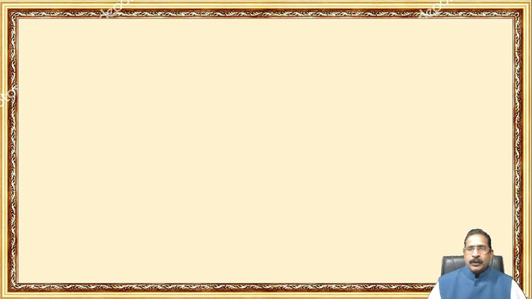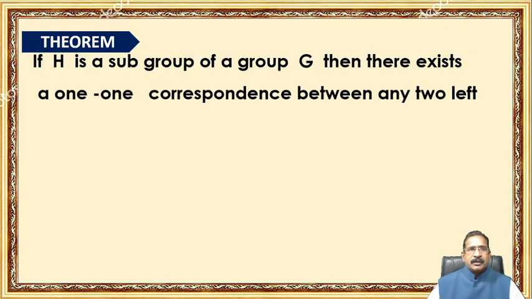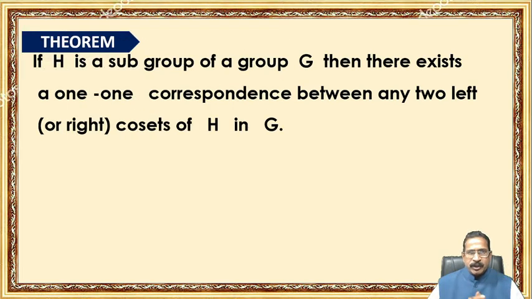Now we go for the next theorem. If H is a subgroup of group G, then there exists a one-to-one correspondence between any two left cosets of H in G. This also applies for right cosets.